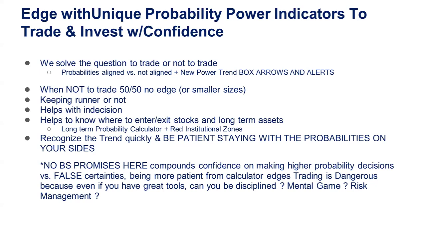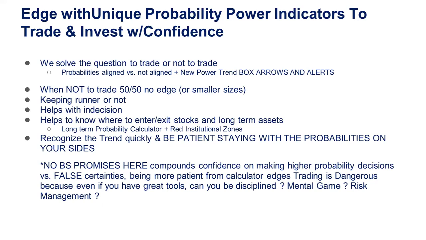Wow, from blue to red. Buy on blue, sell on purple. Buy on blue, reduce on purple, even if the power trend box is still showing up, right? It's going to help you recognize trend quickly. It will help you construct alerts so you don't have to be glued in front of your computer. I don't stay glued to my computer.